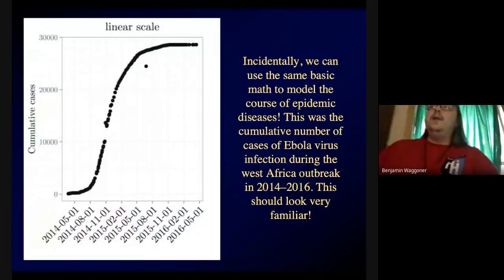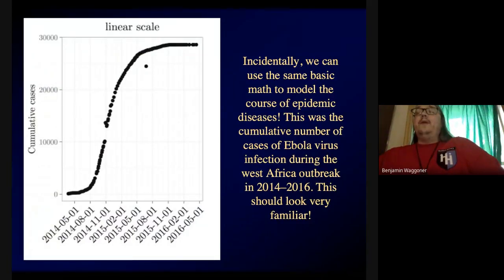And incidentally, we can use the same basic math to model the course of epidemic diseases. I mentioned that lowercase r, and for talking about epidemic cases, COVID-19 or otherwise, capital R is what we use for talking about disease. It's not quite the same thing, lowercase r is a little different, but what they both refer to is basically the steepness of the increase of case number.